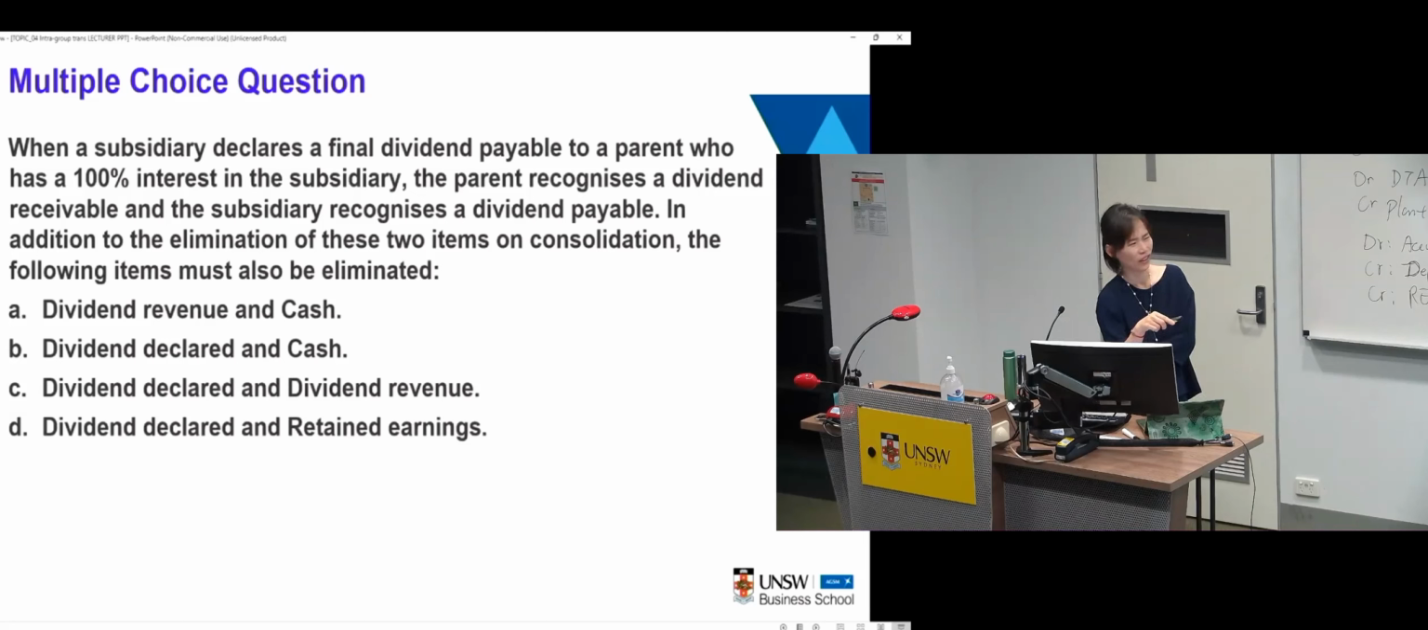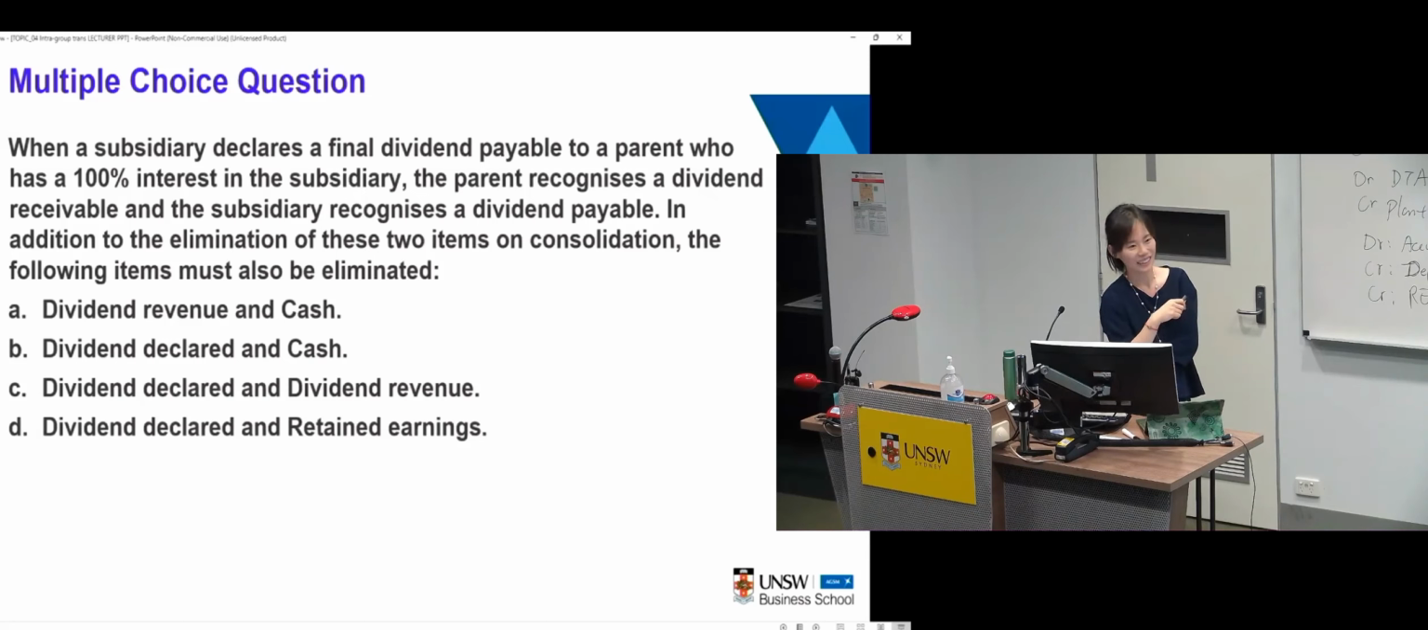Cash is definitely not involved, right? As you can see, parents recognize payable, subsidiary recognize receivable, or parents recognize receivable, subsidiary recognize payable. So it's related to final dividend. So definitely not involve any cash. And even for interim dividend, debit cash, credit cash, recorded by each legal entity is evened out. So A, B definitely wrong. Then choose between C and D. I narrowed that down to 50%.